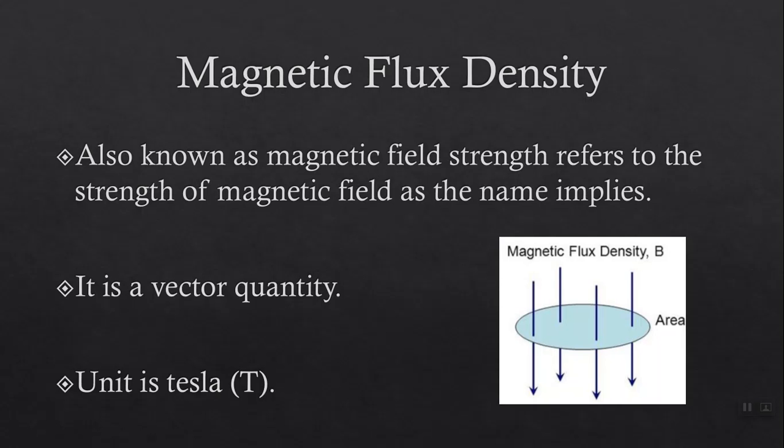You have to use the words perpendicular to unit area and magnetic flux lines, and you have to remember that it's a vector quantity, and you have to remember that the unit is Tesla, and the quantity is represented by the letter capital B.